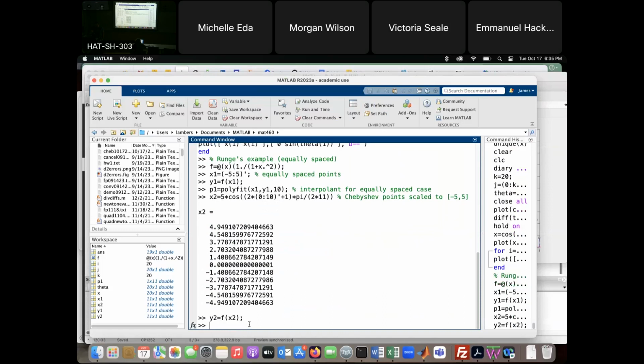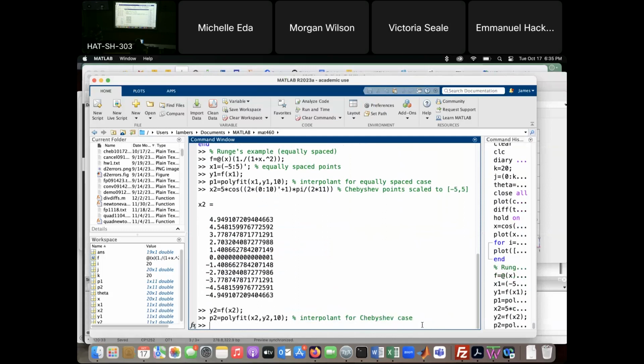And then I call polyfit again, but with x2 and y2, still degree 10. Number of interpolation points is the same. So this is the interpolant for the Chebyshev case. Right, so now I have 2 interpolating polynomials, both of degree 10, one for equally spaced, one for Chebyshev.